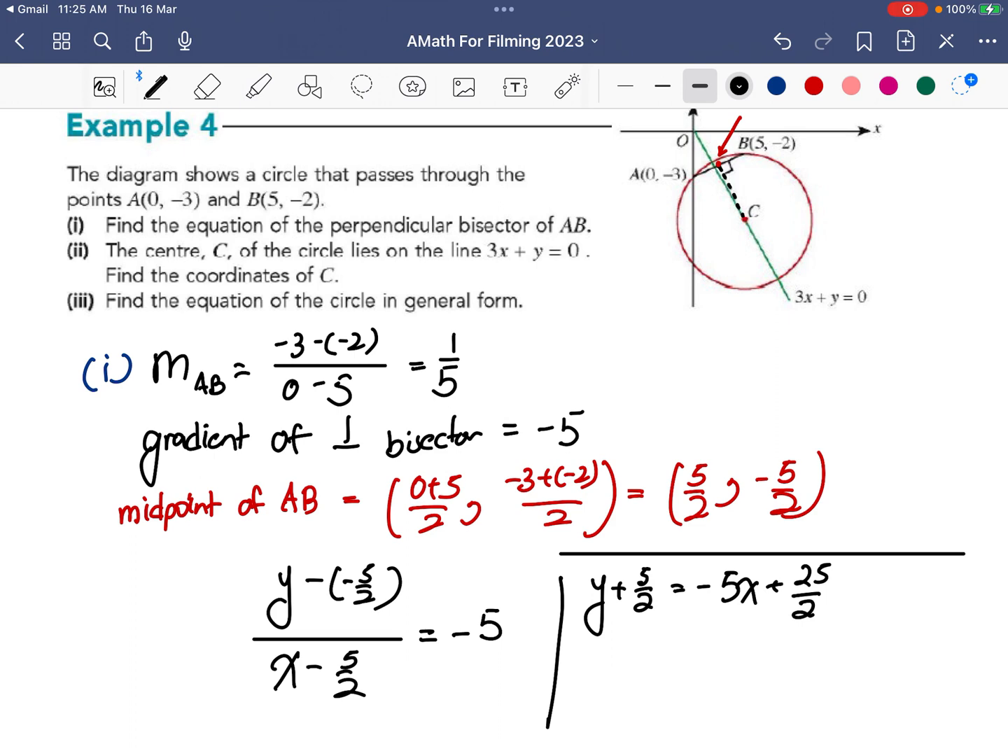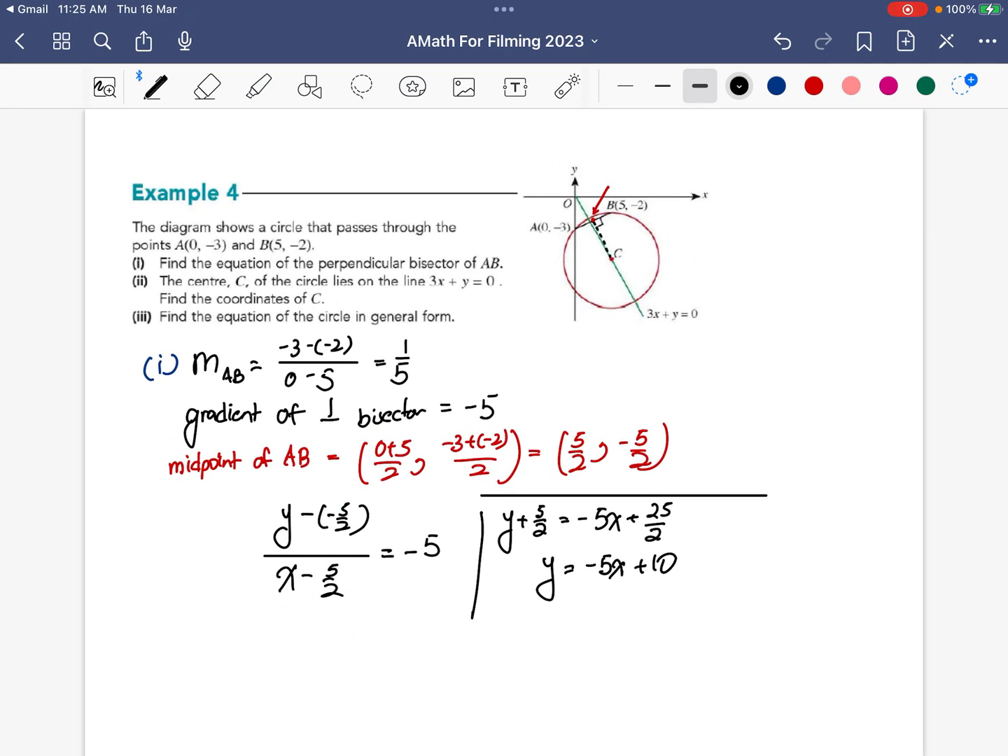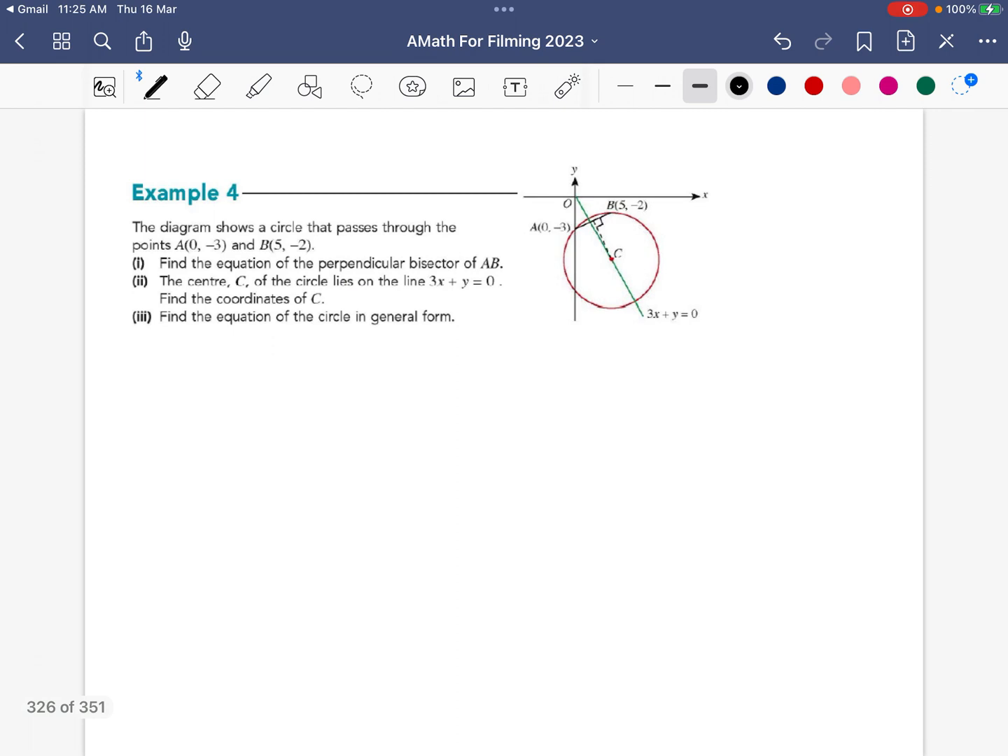So if we just simplify all of this, what I get is y equals negative 5x plus 10. This is the equation of the perpendicular bisector. It is the dotted line, not the green line itself, it is the dotted line. Just bear that in mind as we do part 2.